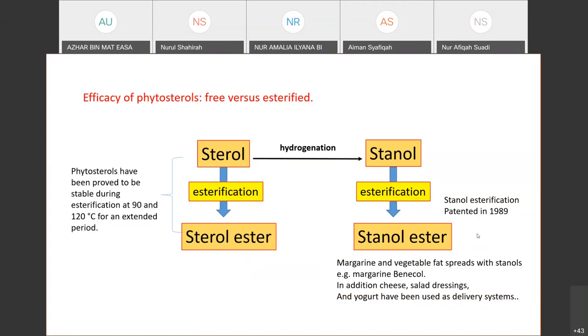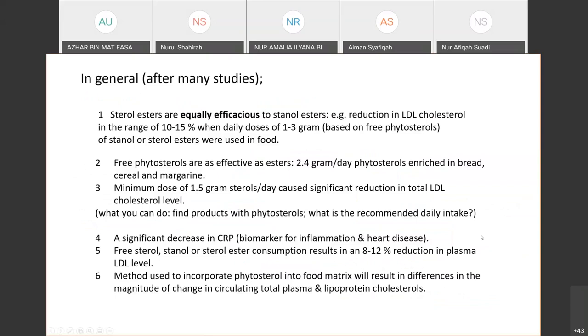Okay, these are the efficacy studies. There are so many studies, and just to summarize some of them. Number one, sterol esters are equally efficacious to stanol esters. So in terms of health benefit, they are equal, whether it is sterol or stanol esters. They can reduce LDL. Daily doses about 1 to 3 grams, based on free phytosterol. Number two, free phytosterols are as effective as esters, and you need 2.4 grams per day of phytosterol enriched, for example in bread, cereal, margarine.